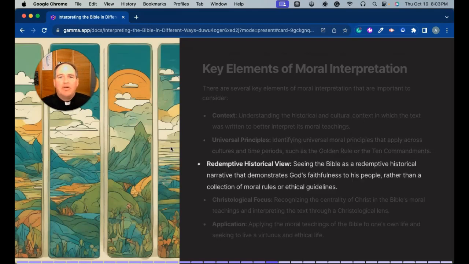The next thing is the redemptive historical view. We talk about Jesus saving. So what is the story of how people are saved in all of these different stories in the Bible, and what does that tell us about how God acts?